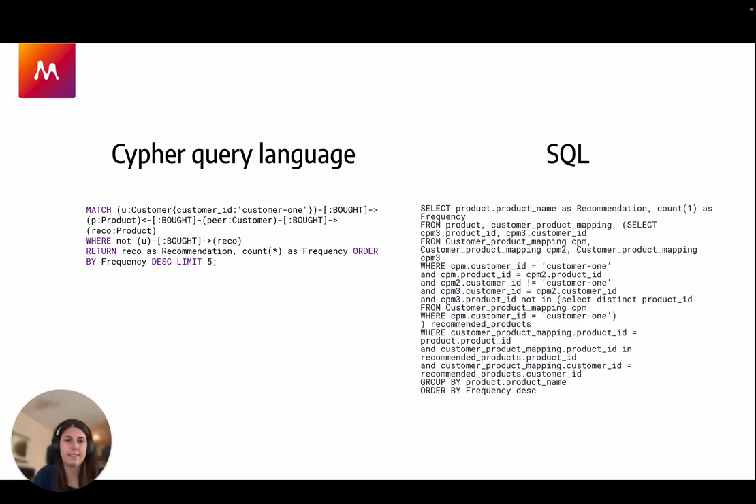So what is the difference between these two languages? I'm not saying that SQL is bad, it's not, but if you have a graph use case, then maybe a graph database is where you should store your data, because it would be much easier to query.